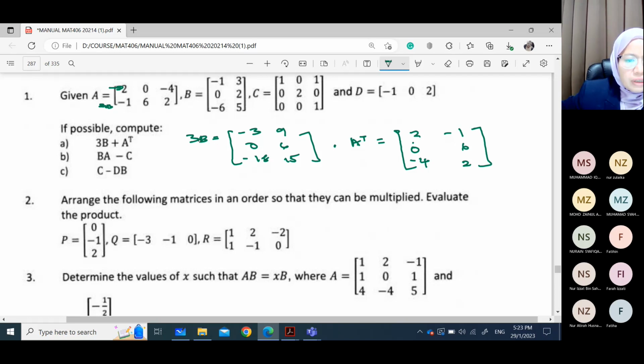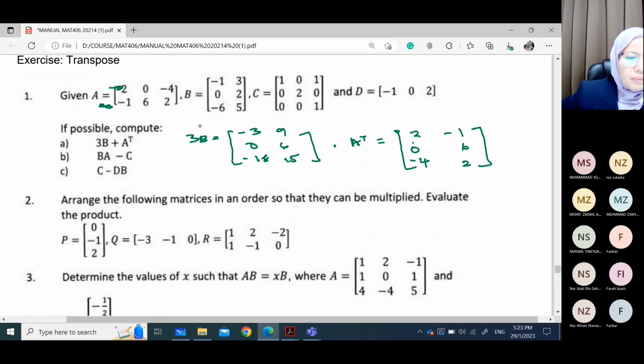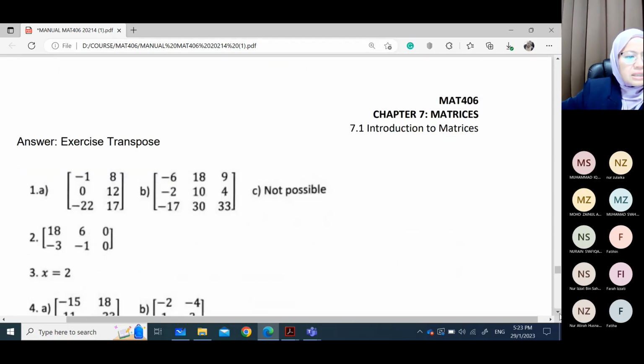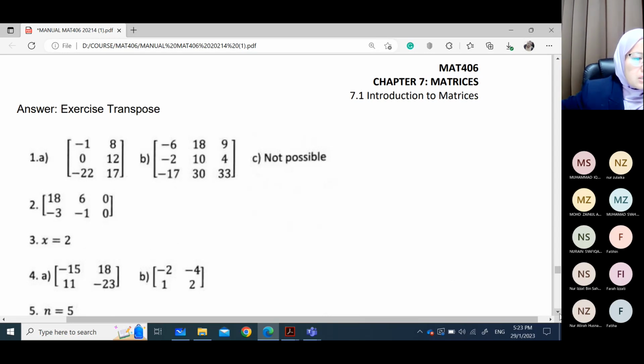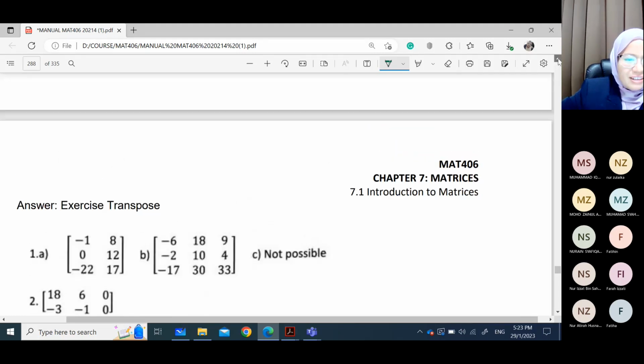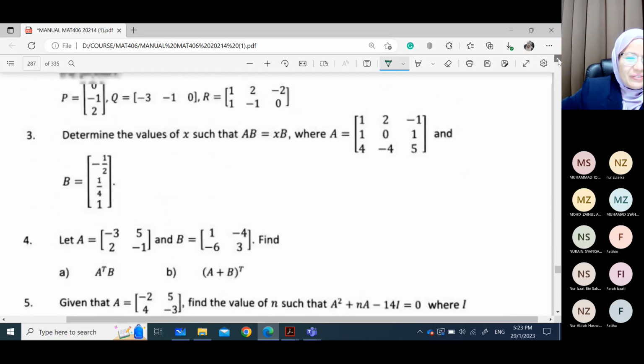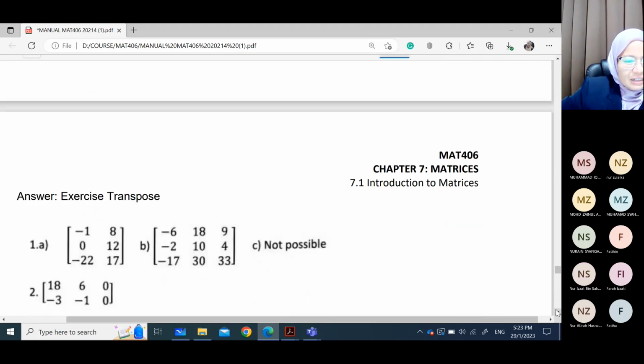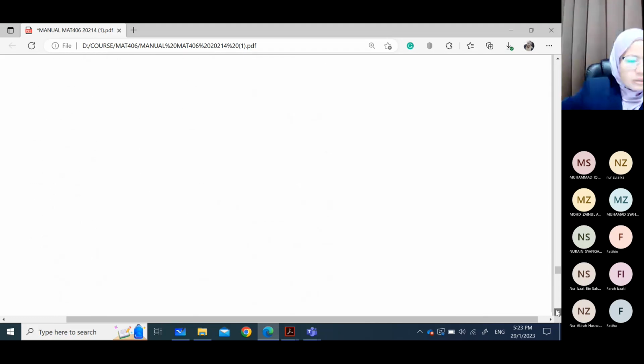Okay. So multiply 3B plus AT. Then you akan dapat jawapan dia. Alright. Sama juga BA minus C. So multiply B and A. Then you minus with C. Then we will have the answer. Okay. So ada jawapan dia tak? Ni answer. Answer kat bawah ni. This one answer for A, B and C. So boleh check. Boleh tak buat ni sendiri? Boleh. Okay, good. Okay, so this one is exercise for transpose.